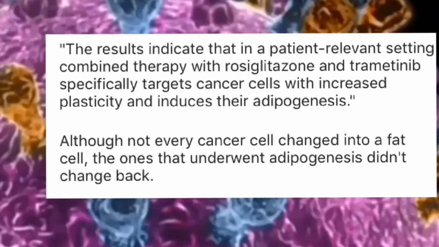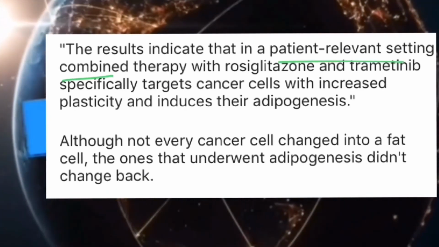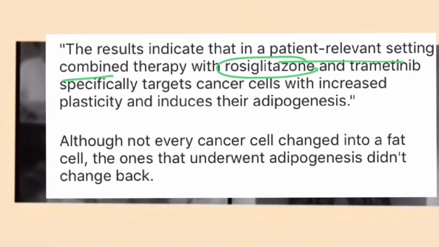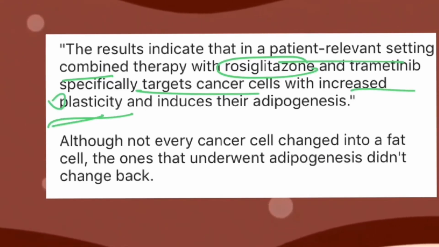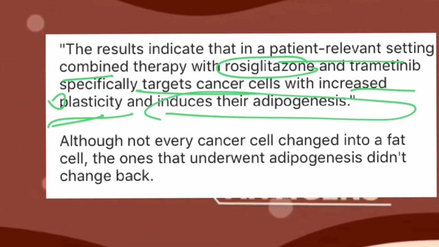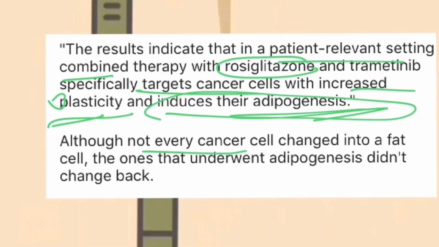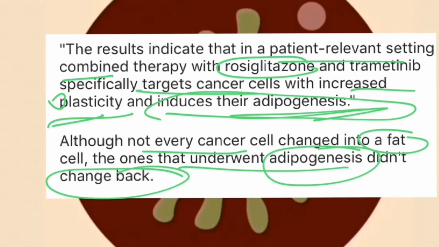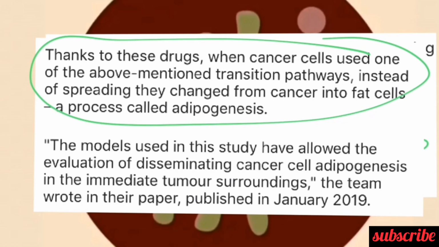After the experiment in the mice, they moved to patient settings with combined therapy using these two drugs I already told you about, rosiglitazone and trametinib. These especially target human cancer cells. They increase the plasticity inside the cancer cells and induce adipogenesis, that means they cause the formation of fat cells. Although the change into fat cells is not very clear, and some cells are still cancer cells, the research is going on. This finding is very good for thinking, and this whole research is showing something positive for cancer cells changing into fat cells.